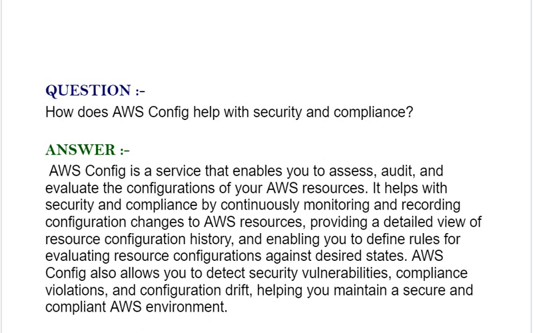AWS Config also allows you to detect security vulnerabilities, compliance violations, and configuration drift, helping you maintain a secure and compliant AWS environment.